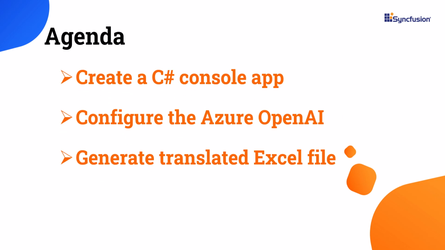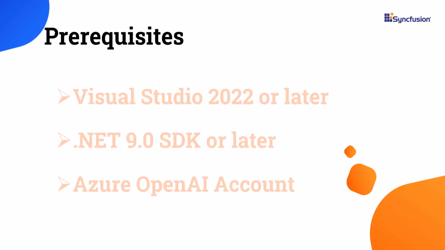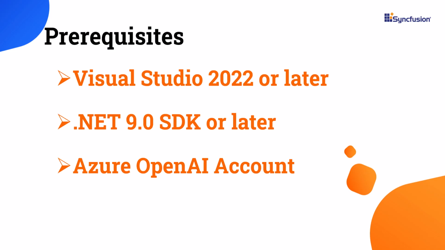In this video, I will show you how to build an AI-powered Excel translator using the Syncfusion .NET Excel Library. This includes creating a C# console application, configuring Azure OpenAI, and generating a translated Excel file. The prerequisites for this tutorial are Visual Studio 2022 or later, the .NET 9.0 SDK or later, and the necessary credentials for your Azure OpenAI account.